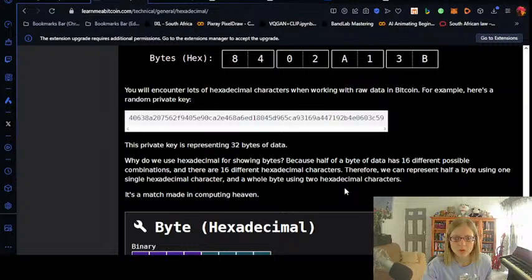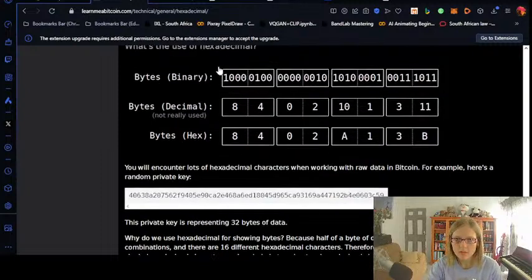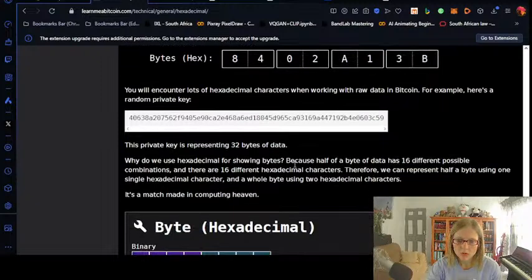Why do we use hexadecimal for showing bytes? Because half of a byte of data has 16 different possible combinations, and there are 16 different hexadecimal characters. Therefore, we can represent half a byte using one single hexadecimal character and a whole byte using 2 hexadecimal characters. So that's what I was explaining to you. This is half a byte, where with the hex, we only need 1 character, and for a whole byte, we only need 2 characters.